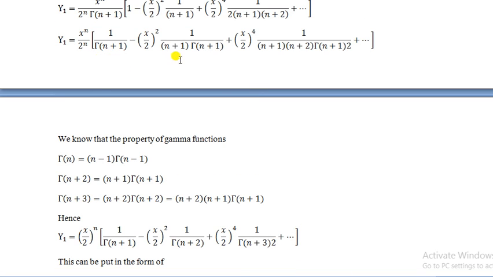So using these properties in the above equation, in place of (n plus 1) gamma of n plus 1, we use here gamma of n plus 2, and in the third term (n plus 1)(n plus 2) gamma of n plus 1, we use here gamma of n plus 3. So after using these in the above equation, capital Y1 becomes (x by 2) raised to n. The first term is as it is, 1 divided by gamma of n plus 1. Then in the second term, the denominator becomes gamma of n plus 2, and the third term is gamma of n plus 3 into 2.